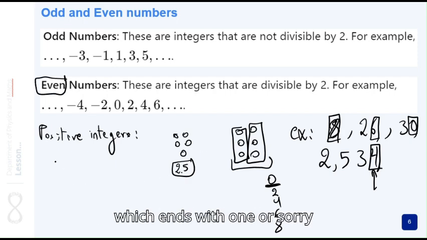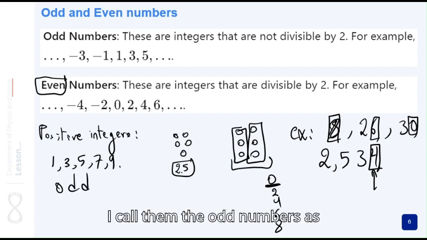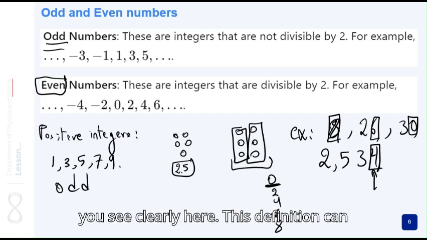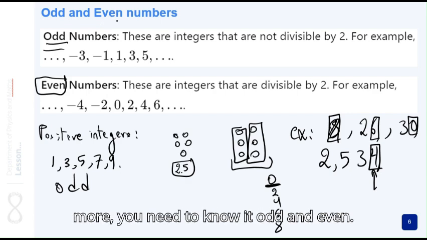So the rest, which end with 1, 3, 5, 7, 9, I call them the odd numbers, as you see clearly here. This definition can stop here only. You don't need to know more. You need to know odd and even.